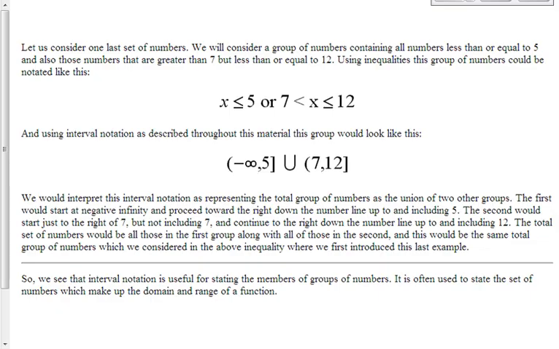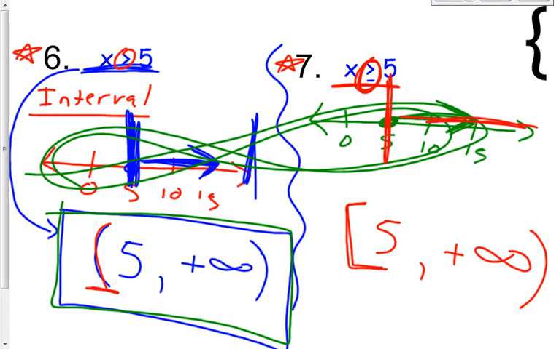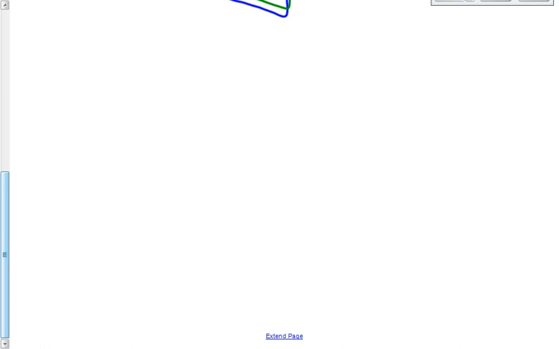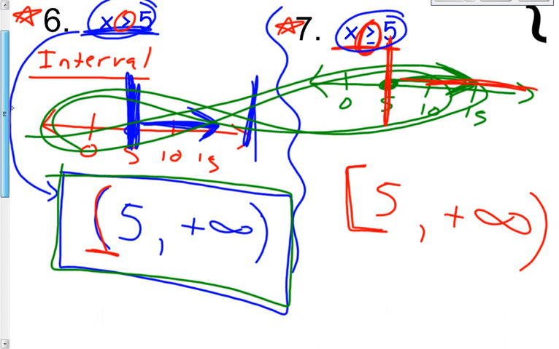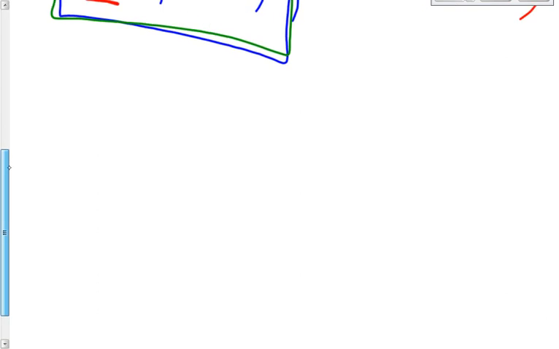Set notation. For set notation, basically, all of these are written in set notation. X is greater than 5. X is greater than or equal to 5, that is set notation. The only thing different is that you have to write this, and this is kind of mathematical terms. You guys might think this is dumb, but you have to write this notation.